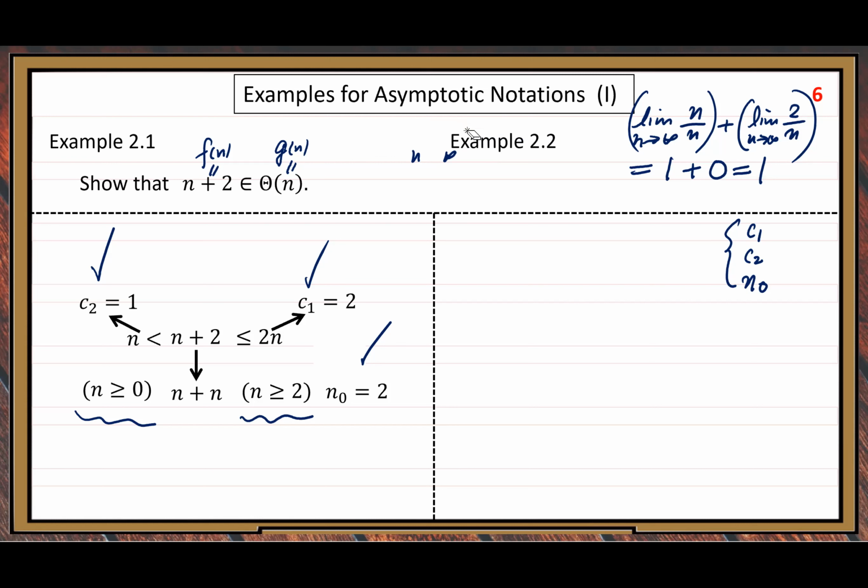All right. That is the first example. I need to give you the second example. This time, lower bound, big omega, lower bound. So n cubed belongs to big omega of n squared. So here we only need to find the lower bound.